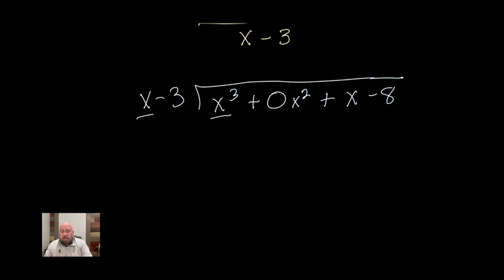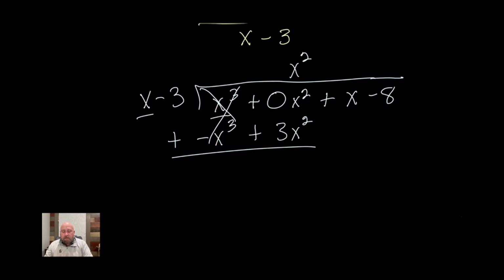First into first, and so x goes into x cubed. That goes x squared times. x squared times negative 3 is going to give me negative 3x squared. x squared times x is going to give me x cubed. We're going to change the signs and add. These ones are going to cancel, and I'm going to get 3x squared. Bring down my positive x. Ready to do it again. It's just keep on repeating the same process over and over.